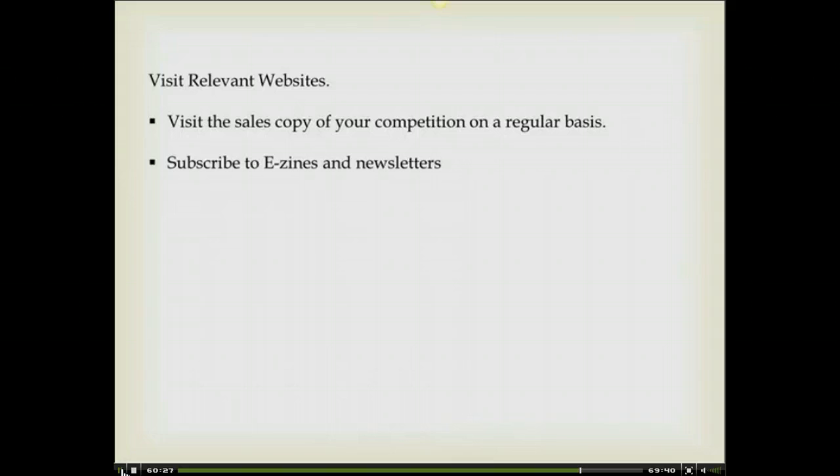Subscribe to e-zines and newsletters of your competition. Read your competition's emails regularly. Again, I've said this many times, stop looking at emails that come into your inbox as just something that's taking up space. These are valuable if you use them to do research with, because a lot of times your competition is going to identify problems. They're going to identify the objections that people are having in their emails, and they're going to talk about them, and they're going to overcome them.